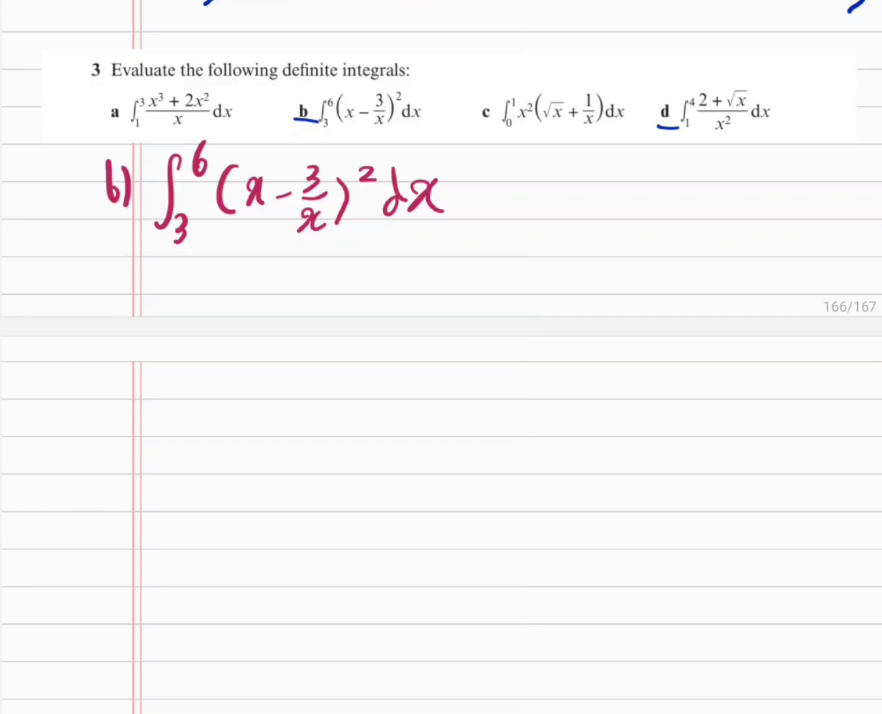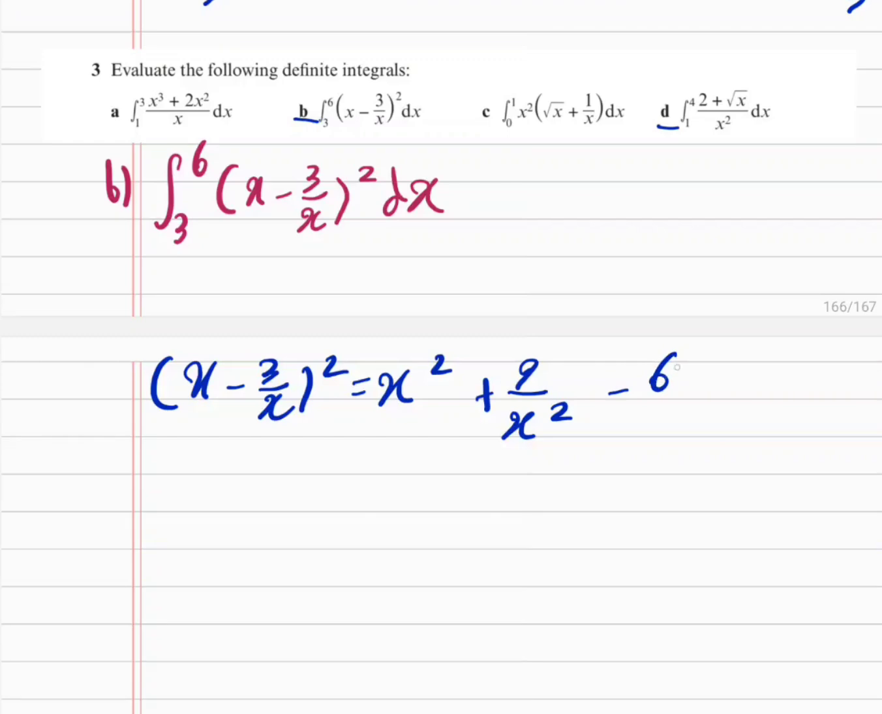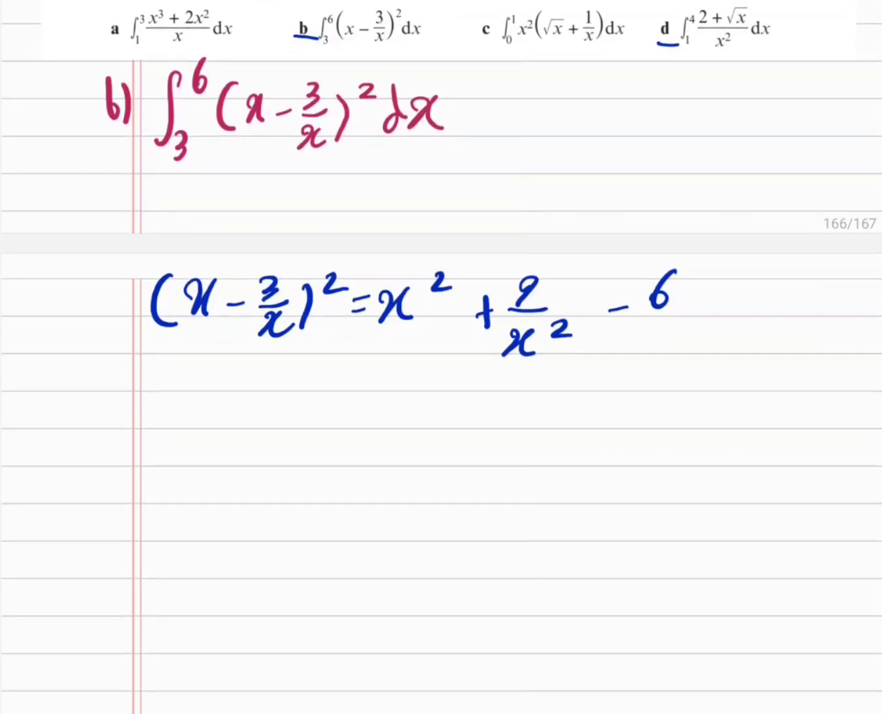To integrate (x minus 3) over x squared, we first need to expand this, and then we can integrate that. I'm going to use identities. So here we have x squared plus 9 over x squared, and finally minus 6x over x, which can be simplified to minus 6. Okay, so now let's integrate this.